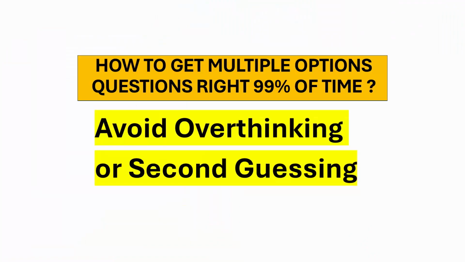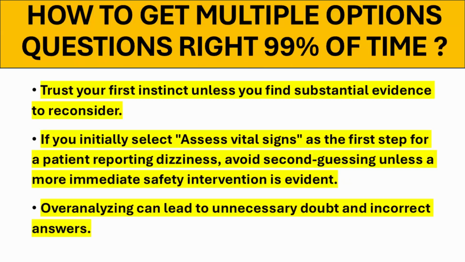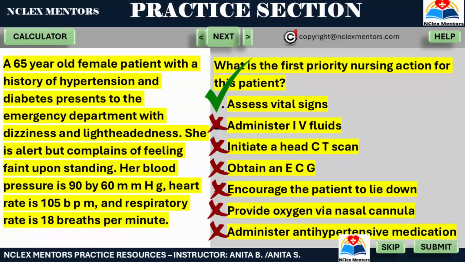Avoid overthinking or second-guessing. Trust your first instinct unless you find substantial evidence to reconsider. If you initially select assess vital signs as the first step for a patient reporting dizziness, avoid second-guessing unless a more immediate safety intervention is evident. Overanalyzing can lead to unnecessary doubt and incorrect answers. A 65-year-old female patient with a history of hypertension and diabetes presents to the emergency department with dizziness and lightheadedness.